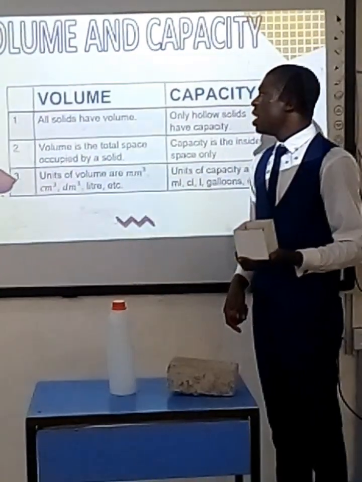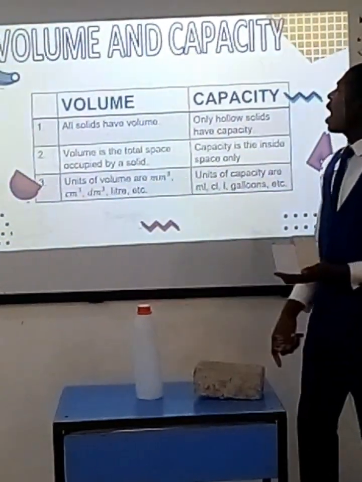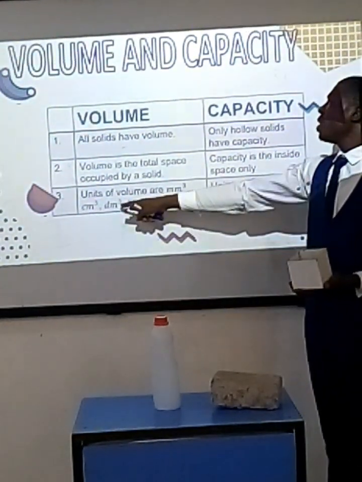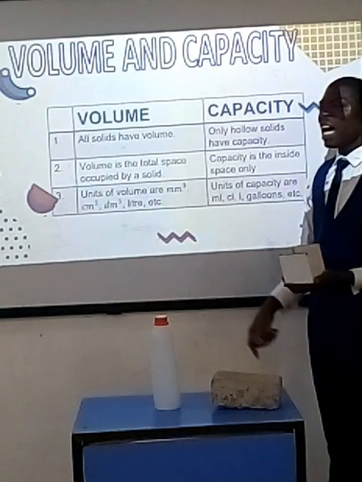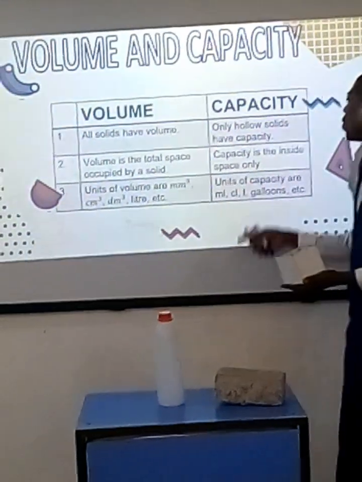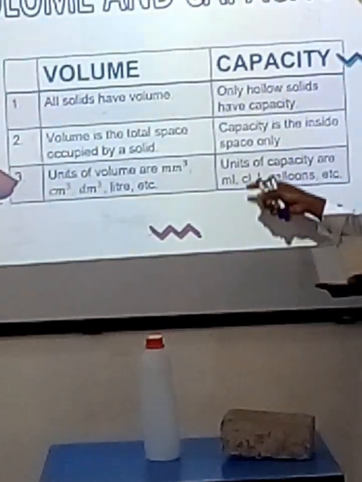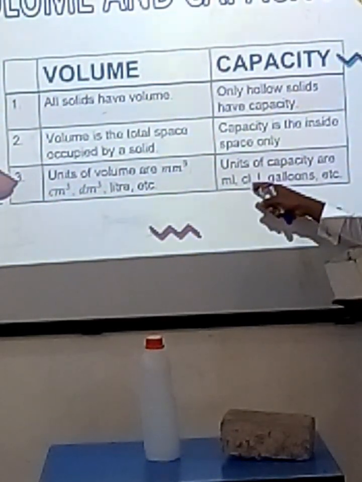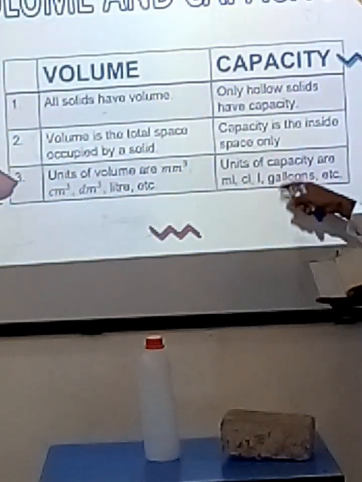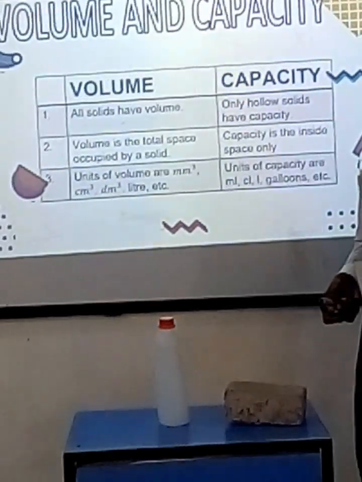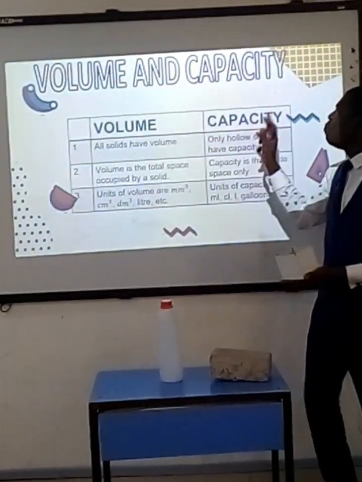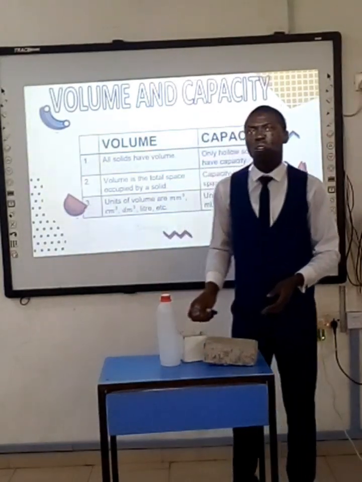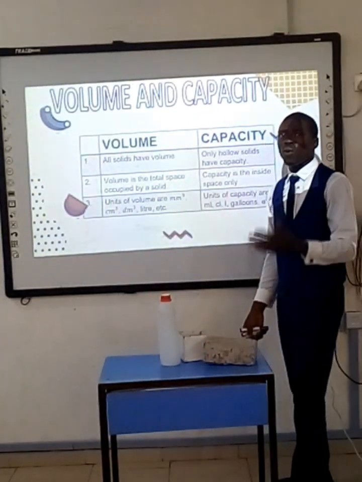Now, number three, units of volume are cubic millimeters, cubic centimeters, cubic decimeters, and then you have liter, and so on. Then units of capacity are milliliter, centiliter, that is cl, where L stands for liter, and then you have gallons. I believe you have heard of gallons before. So these are the major differences between capacity and volume.